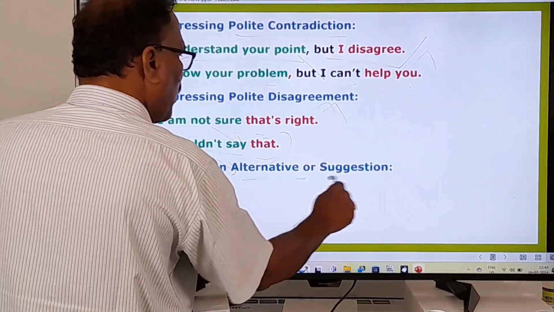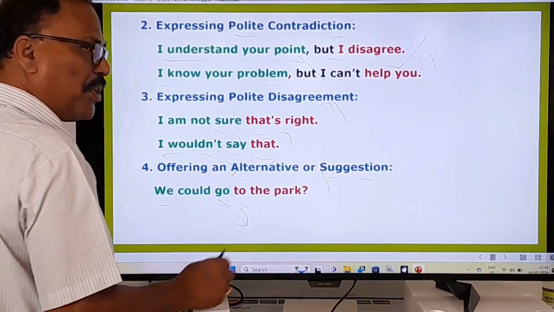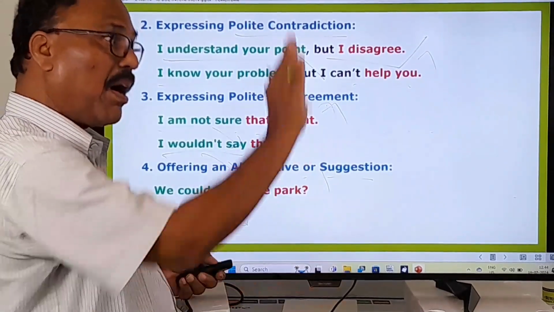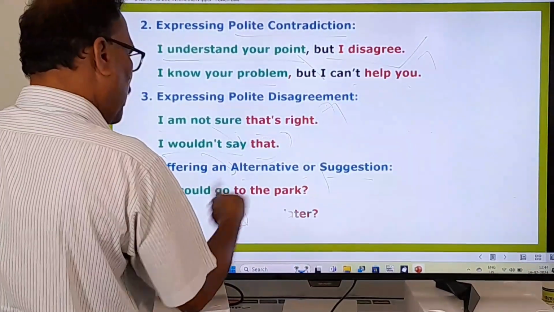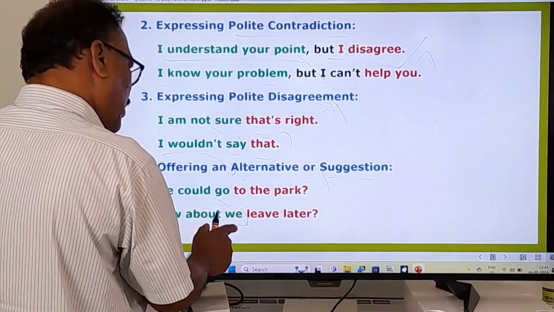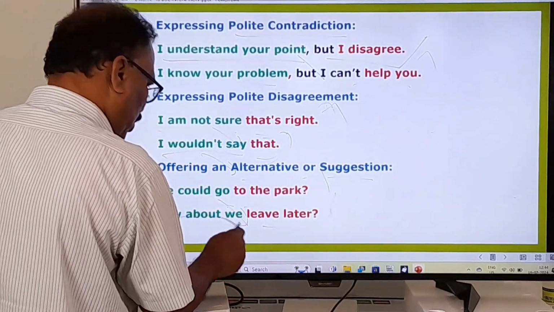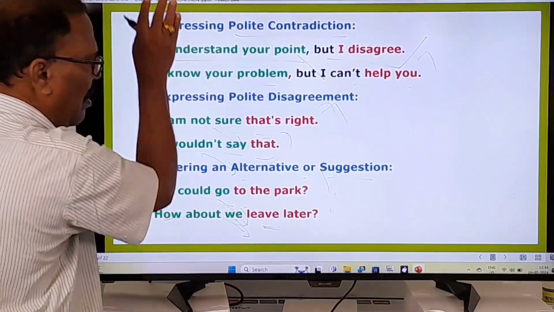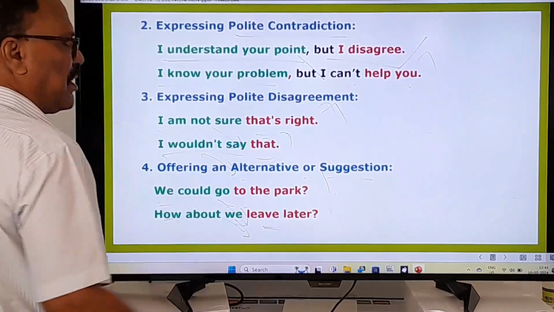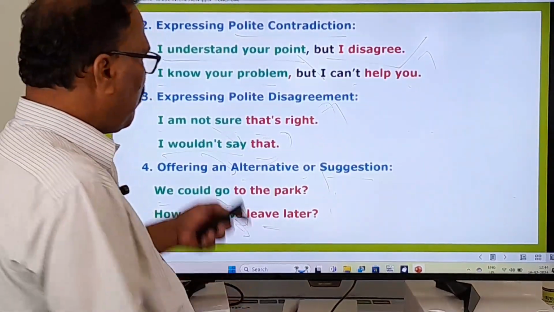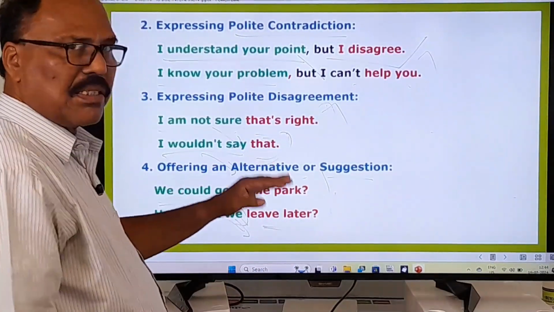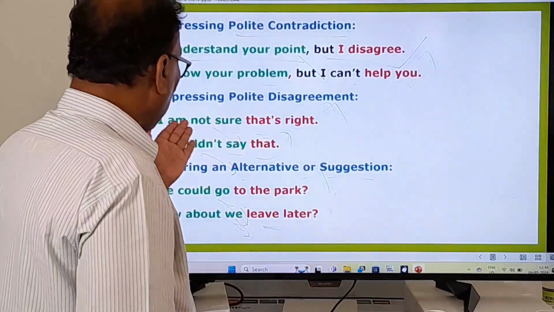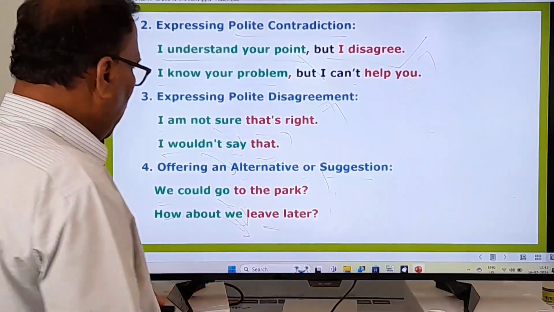Offering an alternative or suggestion. So here you pay attention. We could go to the park. We could go, falling intonation, to the park. Alternative or suggestion. How about we leave later? So these green parts are receiving the falling intonation and the red parts are receiving the rising intonation. I have mentioned them in colors. For your convenience I have prepared all these things, using the red color here and green color here, like that. Please try to understand me.